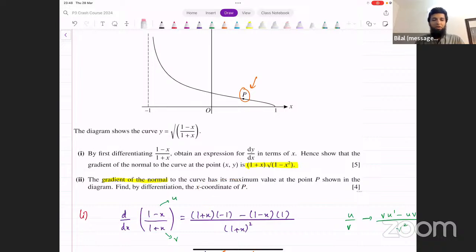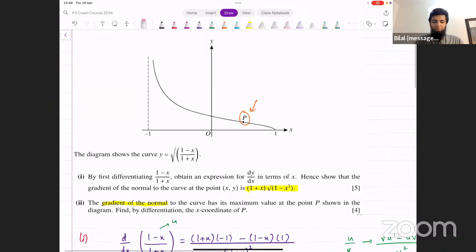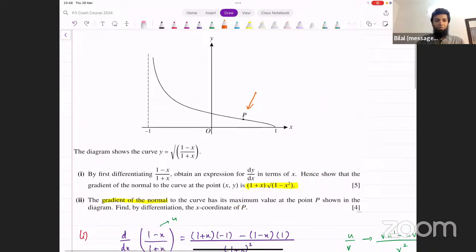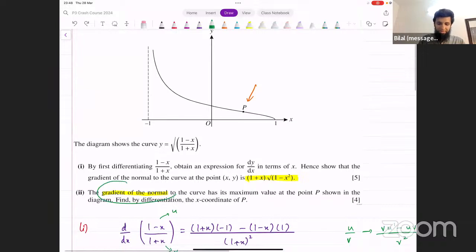Now, remember, we're not talking about the maximum value of the curve here. And you can see on the diagram, there's no maximum value of the curve. There's no turning point of the curve. This point P is not the maximum point of the curve. So it's not that you have to find dy over dx and put that equal to 0. Just looking at maximum value, don't just do this. It's not the maximum value of the curve. It's the maximum value of the gradient of the normal. This has a maximum value.